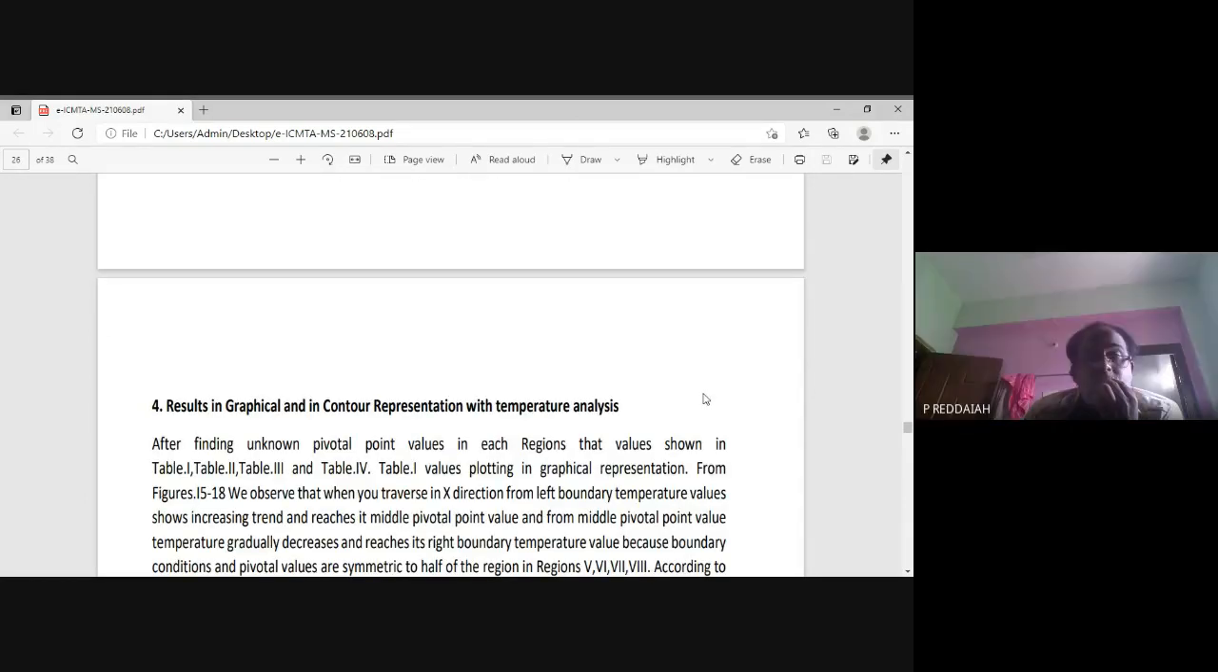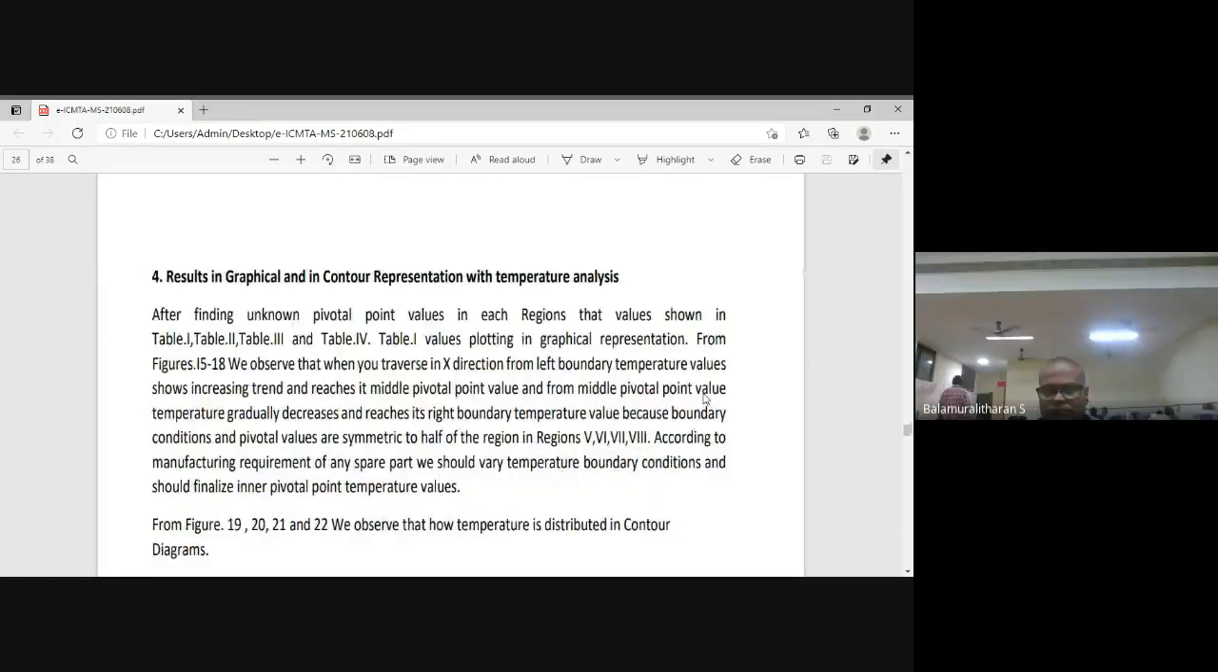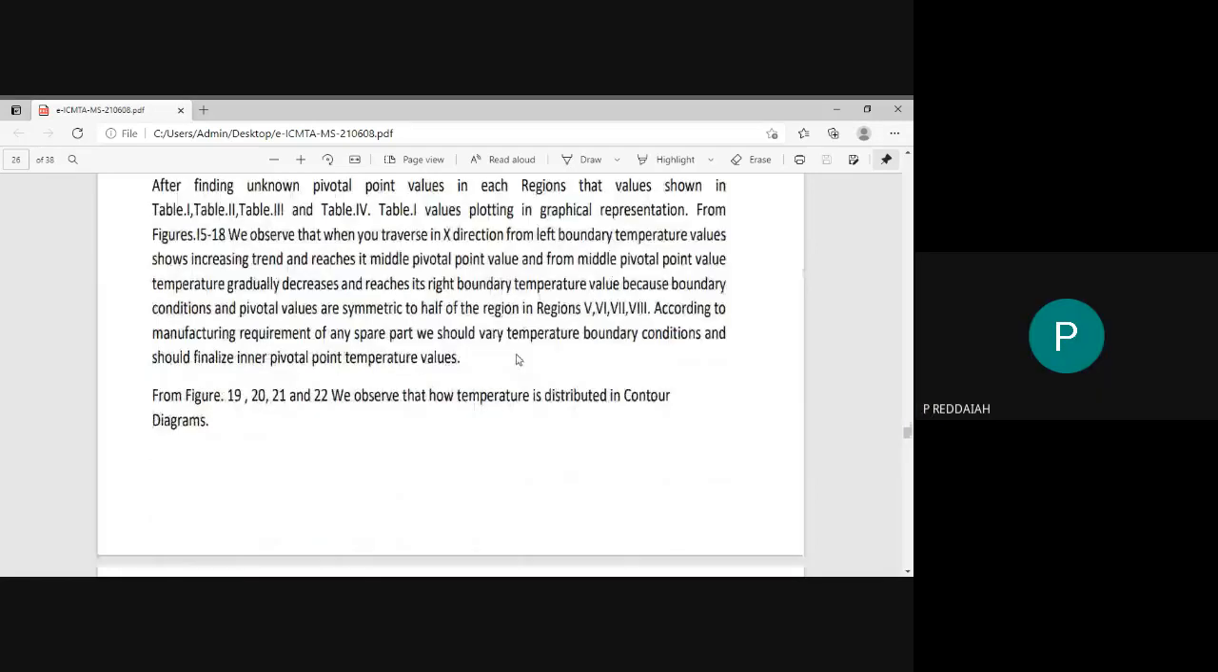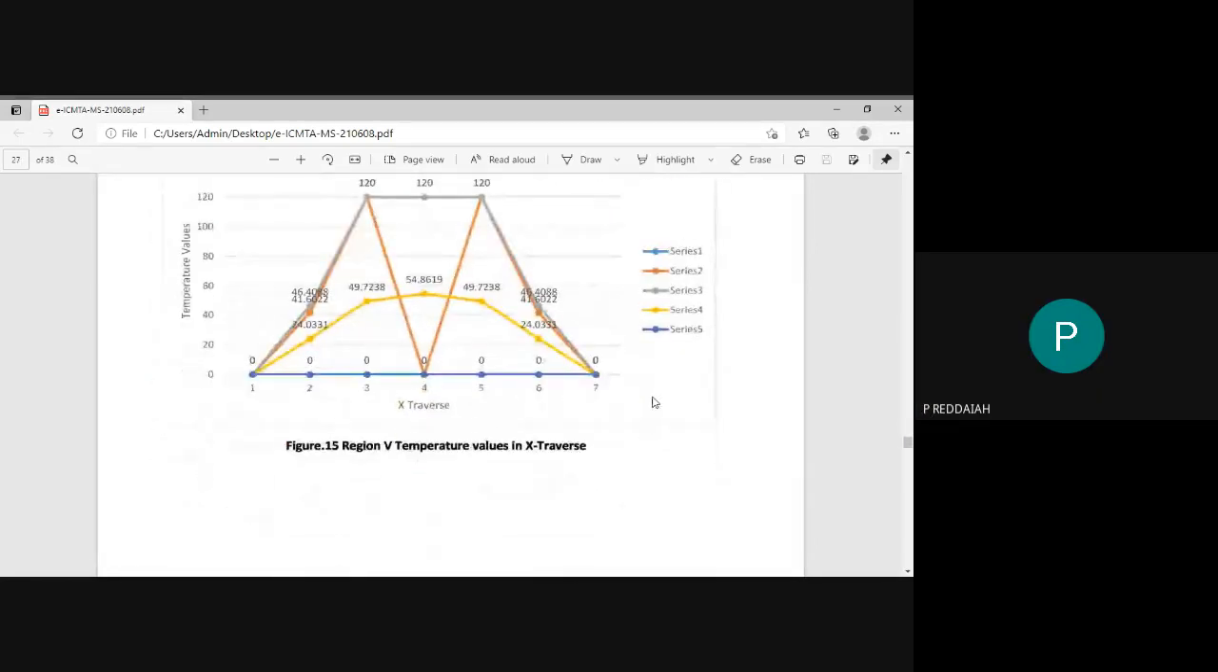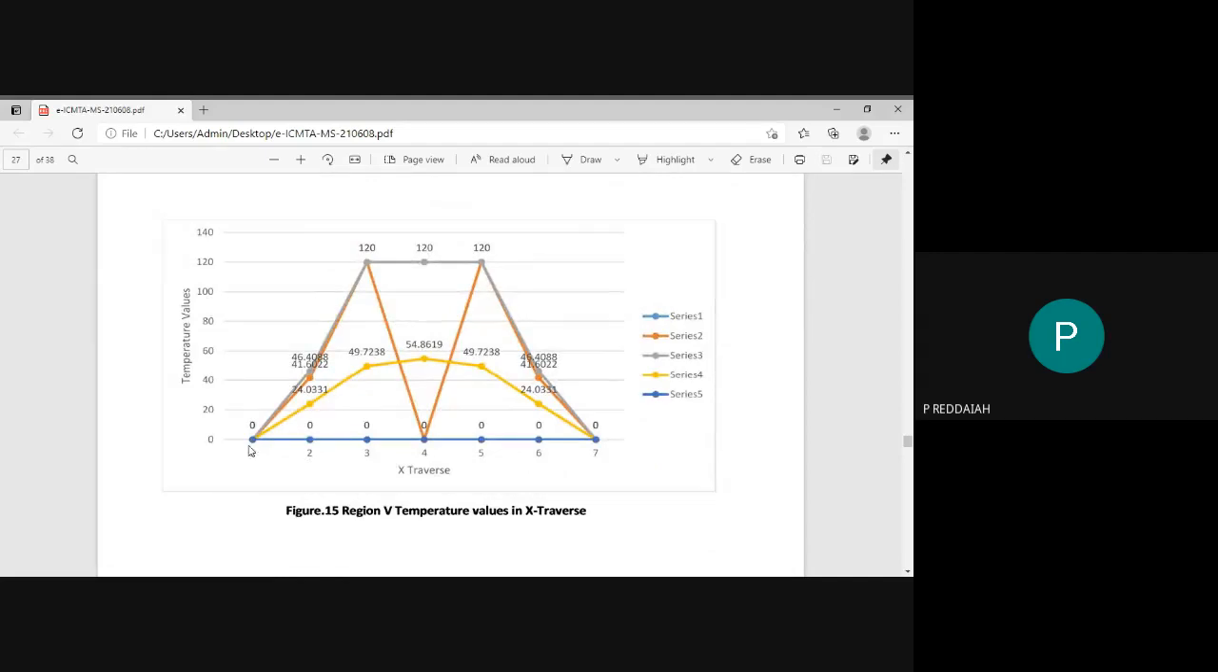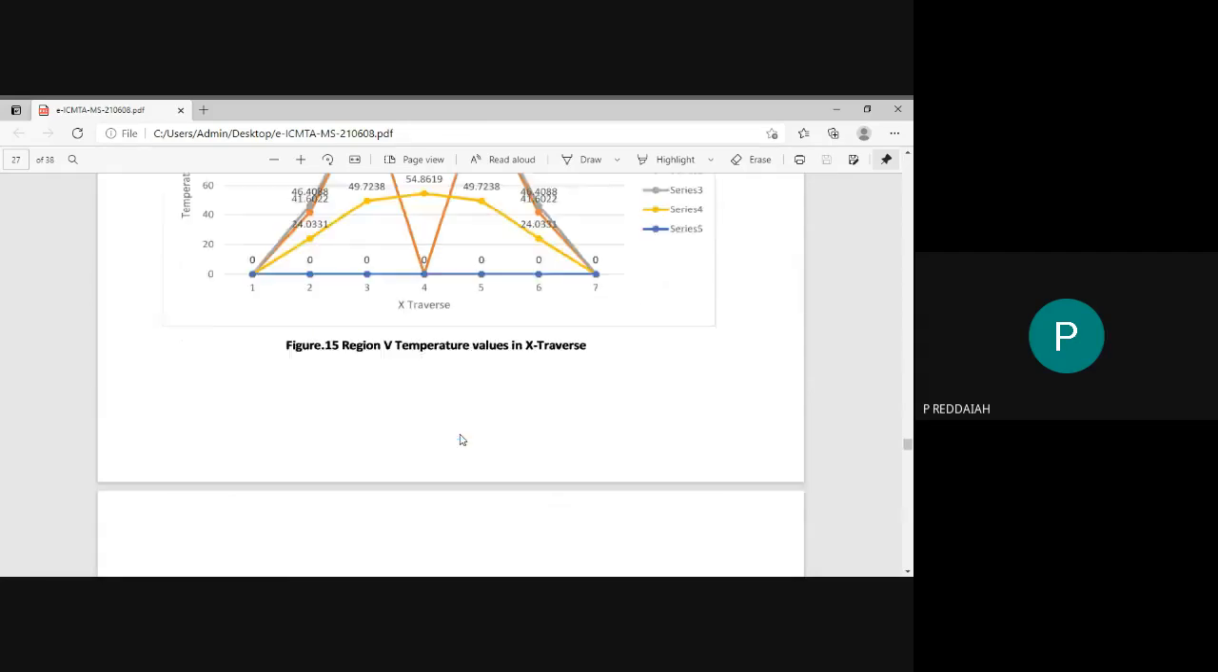Now I have plotted these in graphical representation. This is graph one. When you traverse along the x-axis, we can see an increasing trend. Due to symmetry, the graph is symmetrical for half of the region. It shows an increasing trend when you traverse in the x direction.